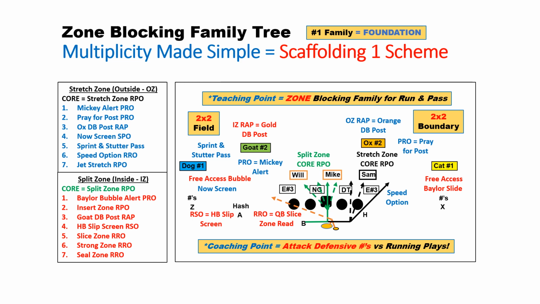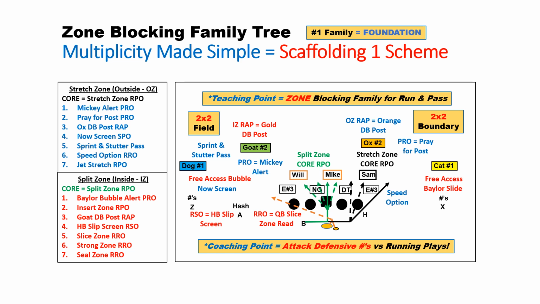You can see the diagram here at the bottom in the black, we're going to the right. And then you can see all of the blue attack areas, how we can be multiple within that using still that one stretch or wide zone blocking scheme with our O-line. Our inside RPO becomes our split zone as our core. In the green, you can see how now we're attacking all across the front with the 2 zone concepts, and then all of the red attack areas to provide multiplicity against the defense there.